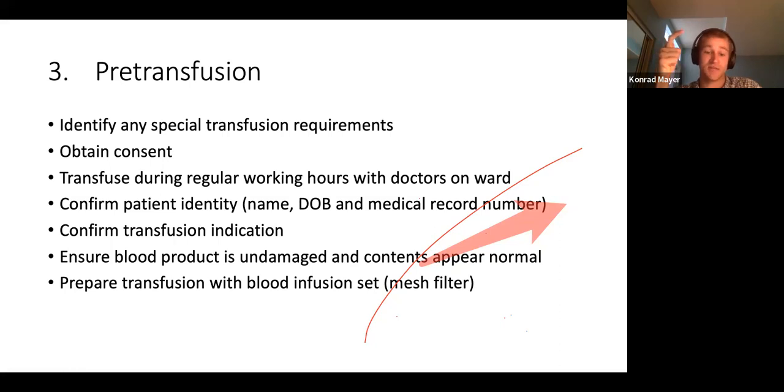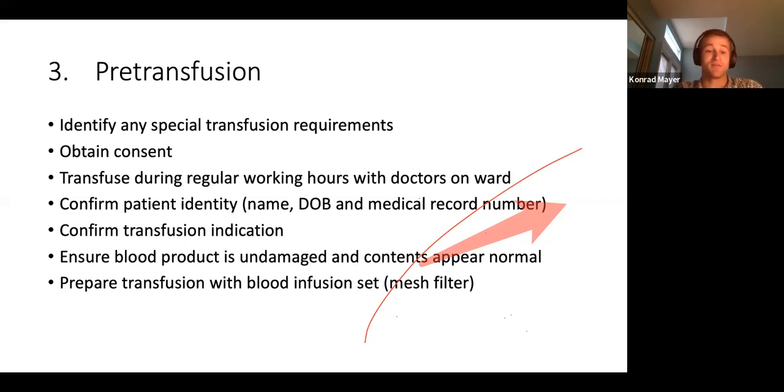Obviously, it is important to obtain consent when possible. In emergency situations, it is not always possible, but in clinical settings, people with, for example, chronic kidney disease who have a very strong anemia that cannot be controlled with EPO, are totally able to consent, and this should always be done when possible. Because of the risk of reactions, it is very important to transfuse blood products during regular working hours with the doctors on the ward. So these are not infusions that should be administered overnight when there's no one there.